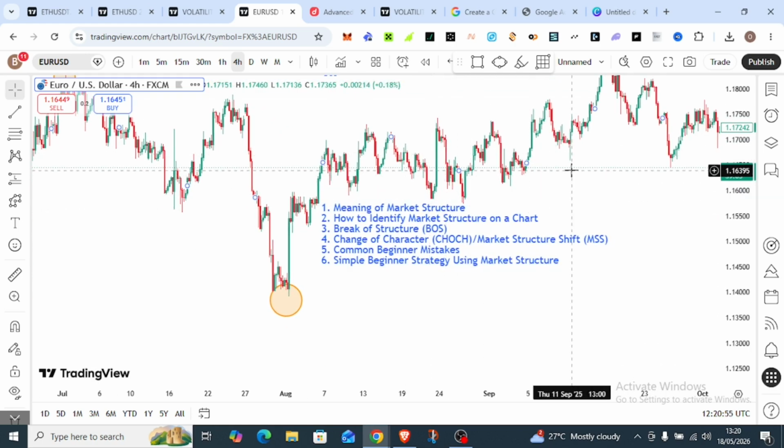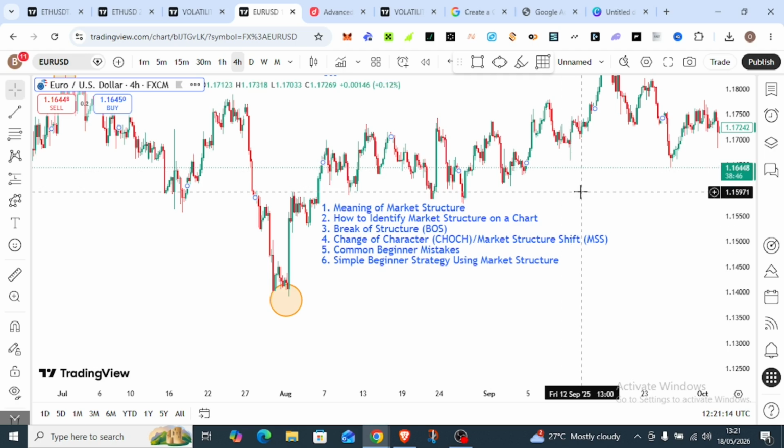Number one, meaning of market structure. 2, how to identify market structure on a chart. Break of structure, change of character or market structure shift. Common beginner mistakes. Simple beginner strategy using market structure.